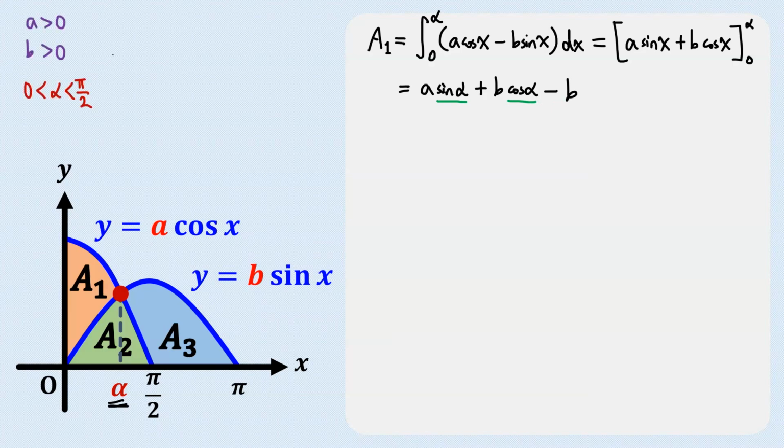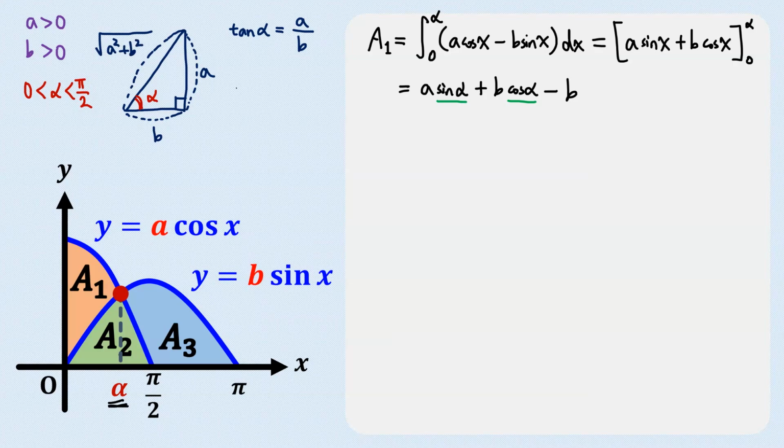Here, since a and b are both positive and alpha is in between 0 and pi over 2, we can simply draw a right triangle with base b and height a, and this angle right here is alpha, so that tangent alpha equals a over b, which we have previously obtained. Then the length of the hypotenuse is square root of a squared plus b squared, so we have sine alpha equals a divided by square root of a squared plus b squared, and cosine alpha equals b over square root of a squared plus b squared.